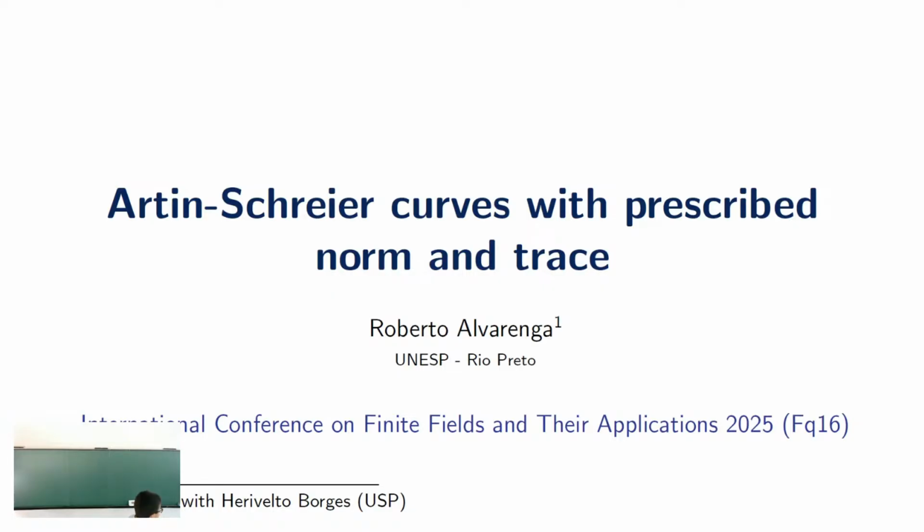Today, I'm going to talk about this joint work with Erivelto Borges, which is concerned about Artin-Schreier curves with prescribed norm and trace. This is a name that I give to this kind of curves that will be clear during the talk while I'm saying with prescribed norm and trace. Okay.